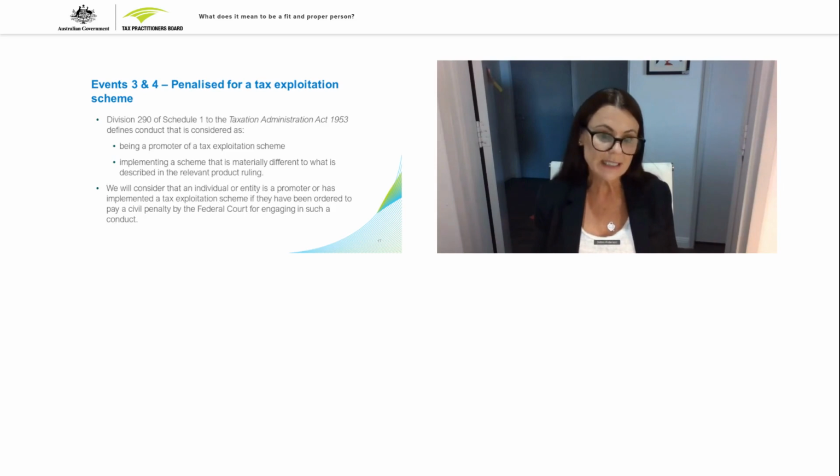The ATO has released a law administration practice statement, PSLA 2021-1, which provides guidance on the application of Division 290, and we'll share a link to this ATO guidance in our hyperlinks document, which will be emailed to you after this session by Julie. We will consider that an individual or an entity is a promoter of a tax exploitation scheme or implemented a scheme if they have been ordered to pay a civil penalty by the federal court for engaging in such conduct.